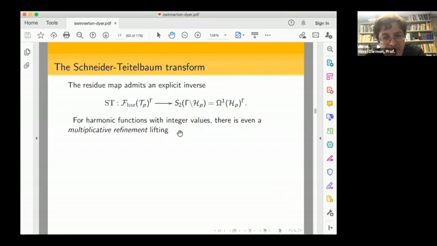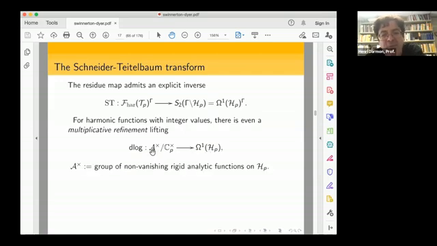Okay, so I was talking about this residue map, and what's wonderful about it is that it takes something which seems very simple on the face of it, just a function on a finite collection of edges of a finite graph, and out of that it reconstitutes the entire rigid analytic modular form attached to this harmonic function. And there's even a multiplicative refinement of this Schneider-Teitelbaum transform, which lifts the logarithmic derivative. So if you have the group, here A star is the group of non-vanishing rigid analytic functions on the p-adic upper half plane.